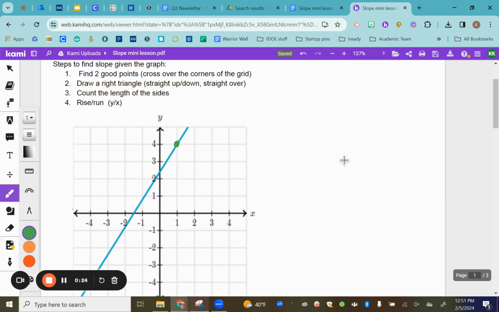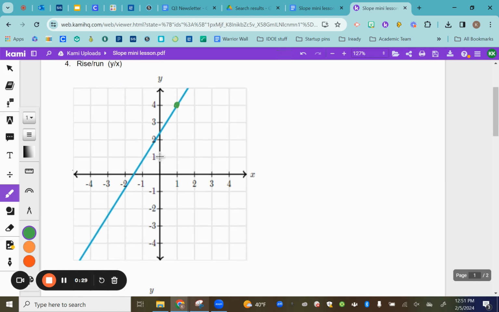If I look really closely there, I can tell that that is not actually a good point because it's not quite on the corners. And it looks like here is our next good point. So we have two good points on this graph. Then we draw our arrow in. We draw our triangle in. So I draw my triangle like that.